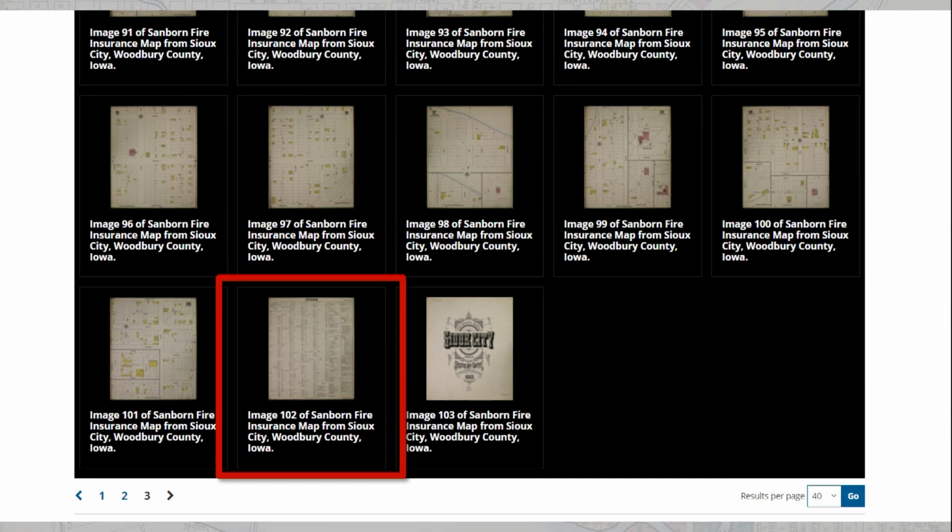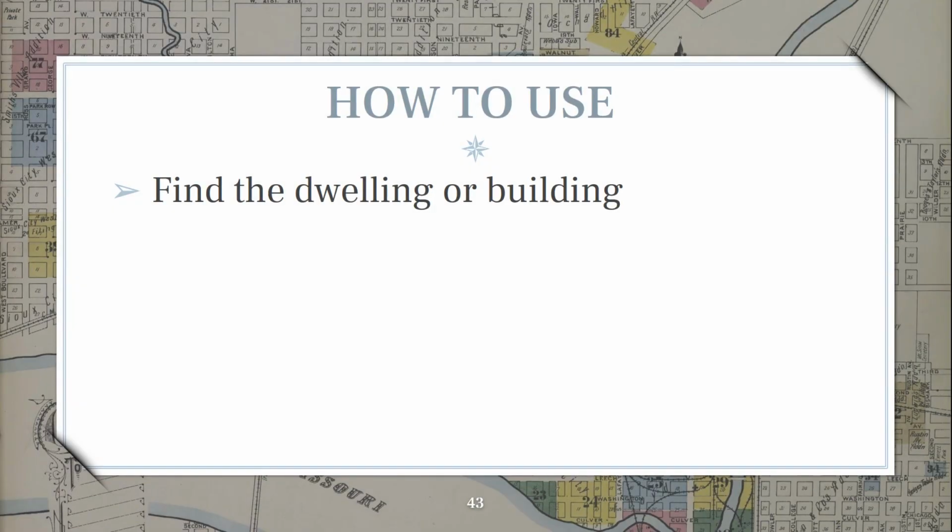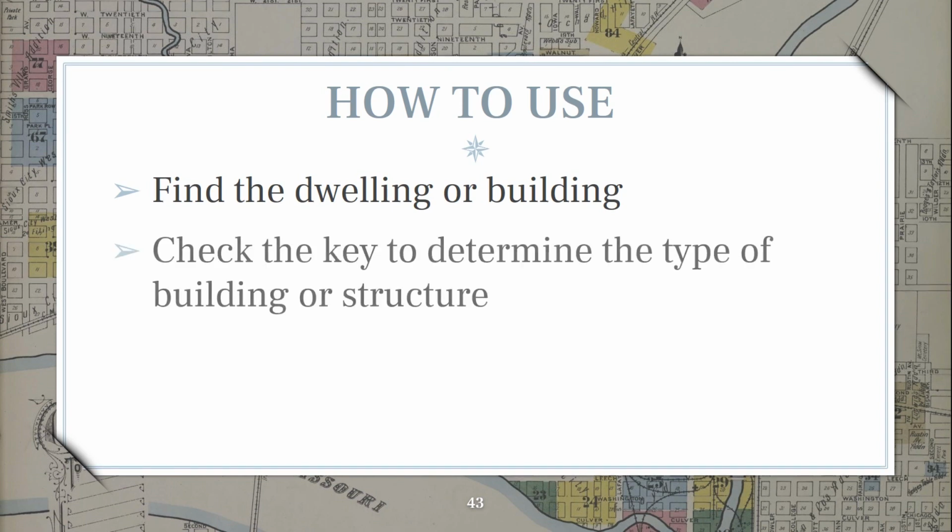And down at the bottom is the street index. Enlarging that page and looking under the M section, we find Myrtle Street. Sheet 35 has building numbers for 1 through 130 on Myrtle Street. Now we need to find the street and correct dwelling or building number.